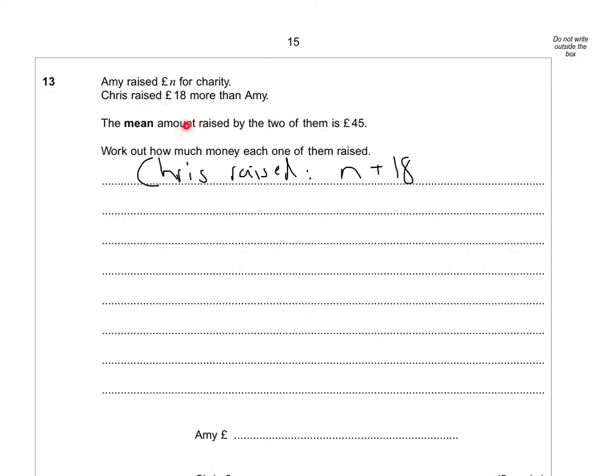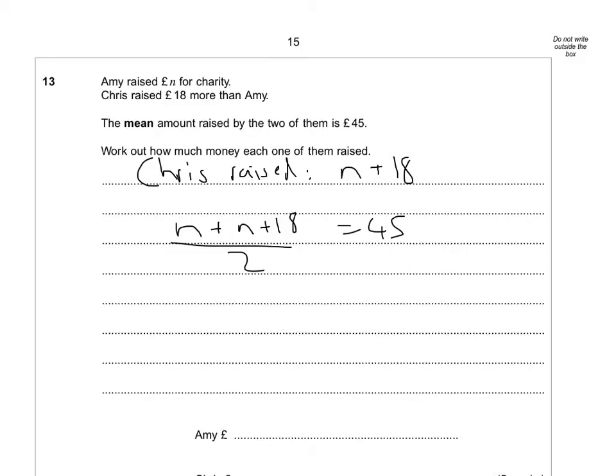So if I wanted to calculate the mean of those two, just imagine I knew what the numbers were. I would be adding those two numbers together and dividing by 2. I'm going to still do that even though there's algebra involved, but I know what my answer would be. My answer is going to be 45. So I know I'm going to add Amy's amount to Chris's amount and divide by 2. I should get an answer of 45. That's the key setup of this question.